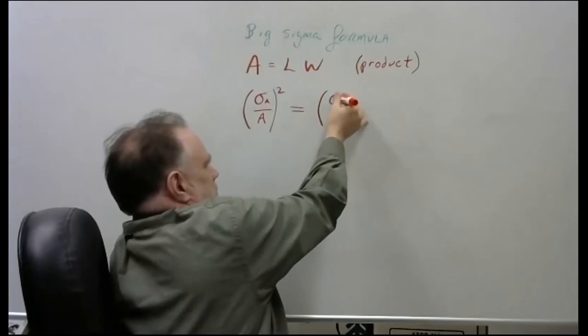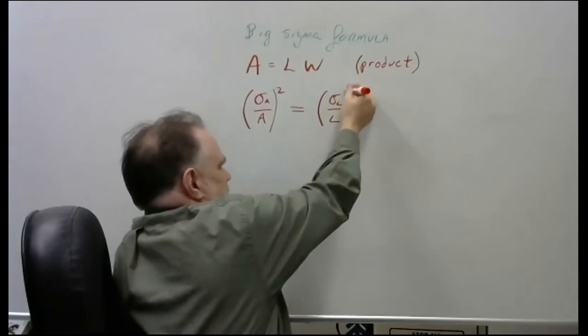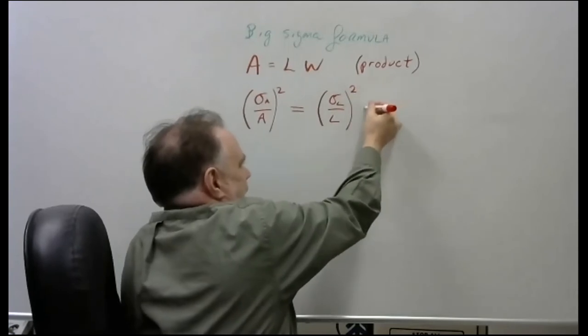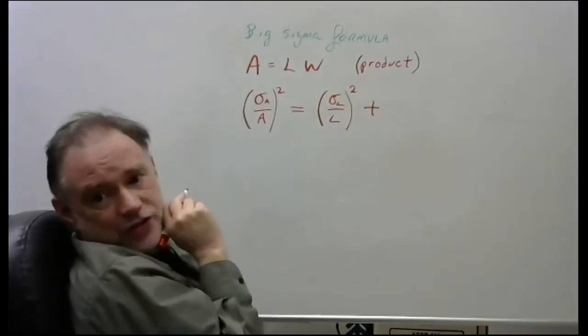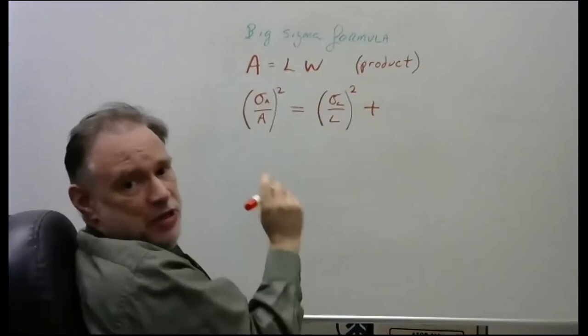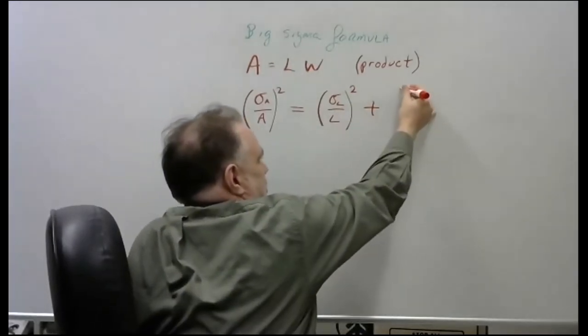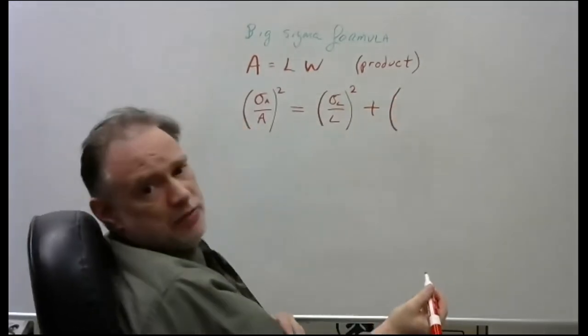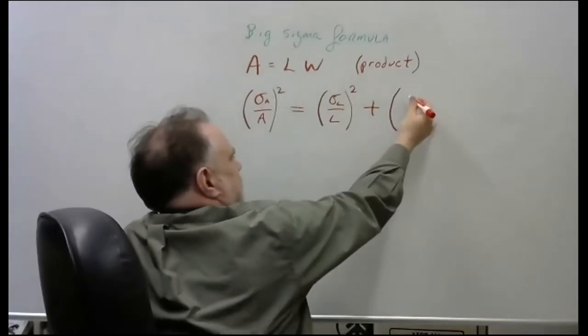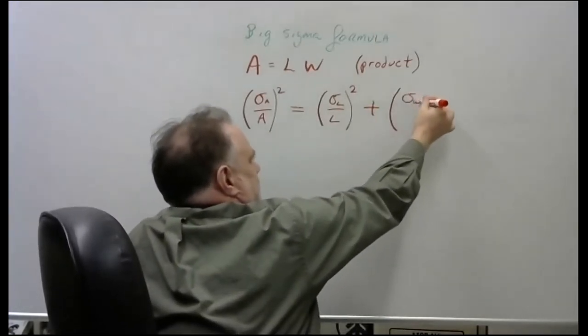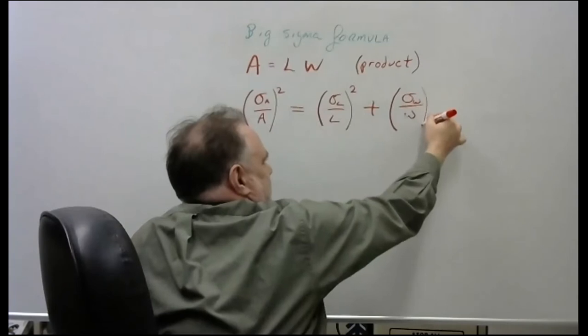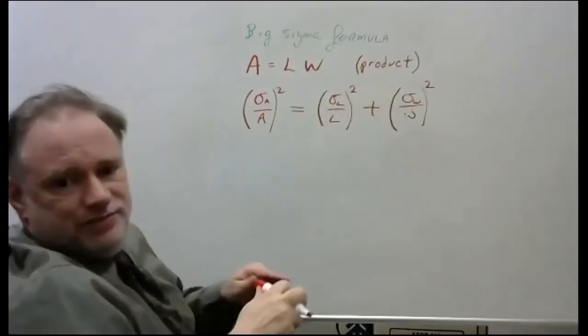Sigma L over L, squared. And then I square it. And then I'm going to add another term for my W. So what does my W term look like? Somebody else answer. Sigma W over W, squared. That's it. Perfect. There you go.